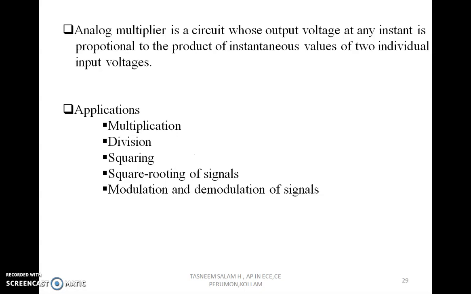An analog multiplier is a circuit whose output voltage at any instant is proportional to the product of the instantaneous values of individual voltages. And the applications of analog multipliers are multiplication, division, squaring, square rooting of signals, modulation and demodulation of signals.